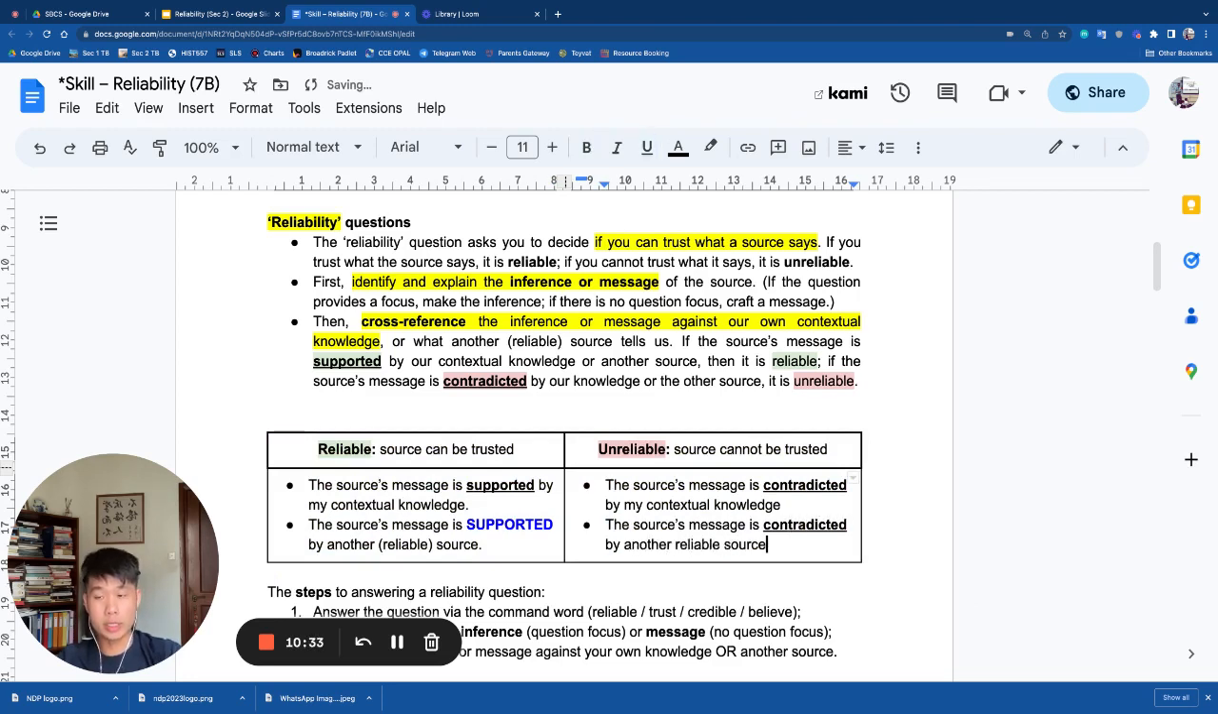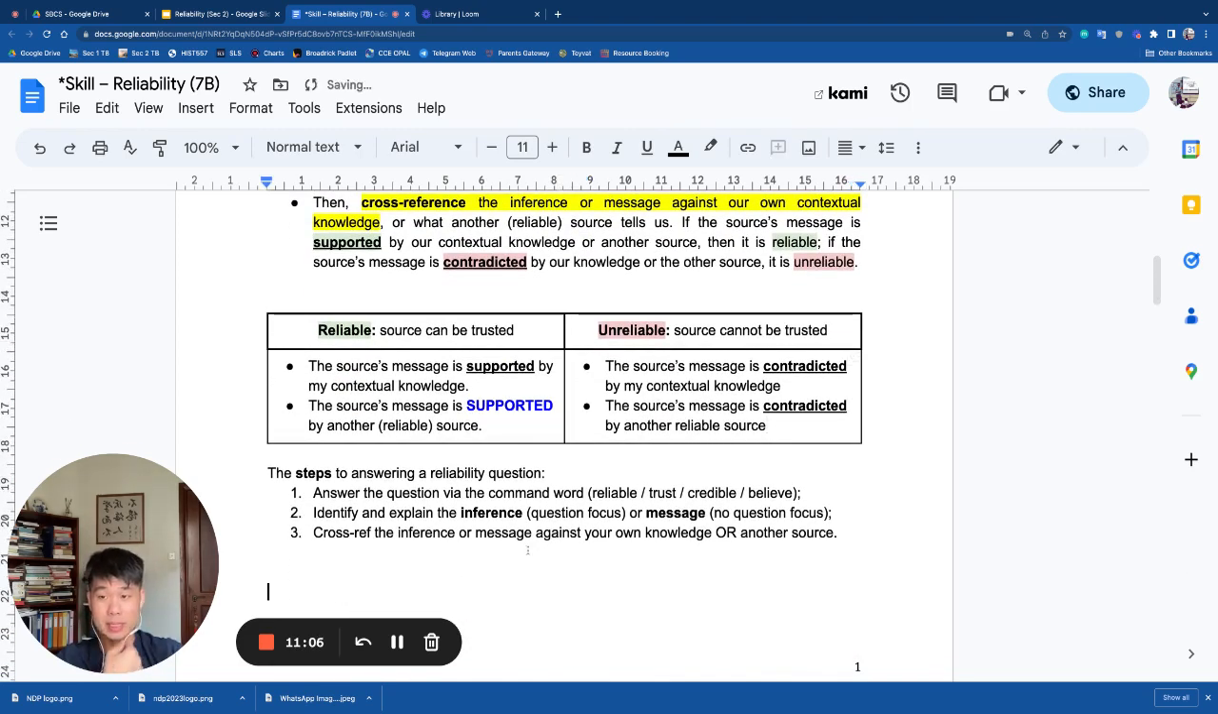I had one question in class from History 7. Do I need to do both? Do I need to both use my own knowledge and another source? Answer, no. Just use either your own knowledge or another source. I had another question. Do I need to write both reliable and not reliable? No. Stick to one side and you will achieve the full mark simply by explaining whether or not the source is reliable or unreliable.